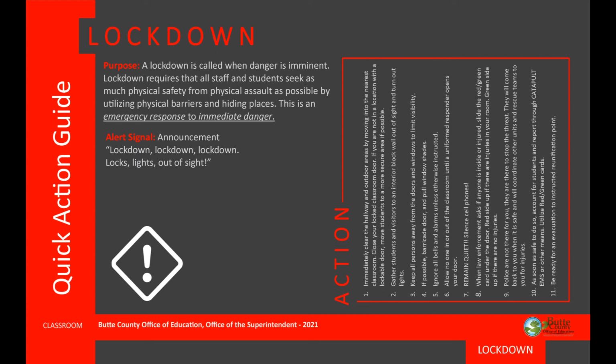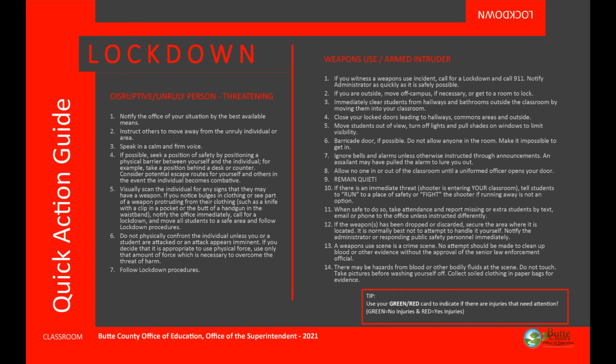Be ready for an evacuation to the instructed reunification point. Following a lockdown for an active incident, it is likely a relocation action will be called, so be ready for this. The back of the lockdown card notes steps to take in the event of a disruptive or unruly person who is threatening, or the event of a weapons use or armed intruder on the school campus. As this is extremely important, let's read through this together.